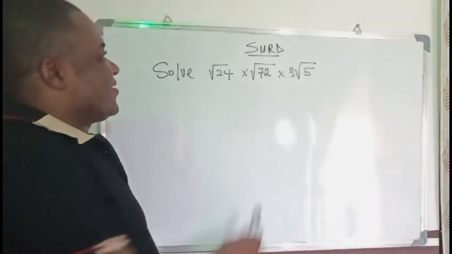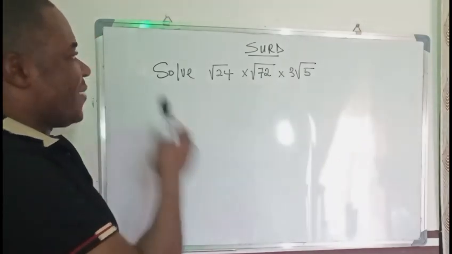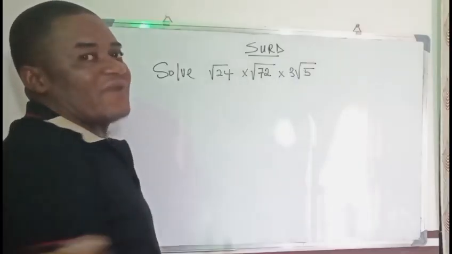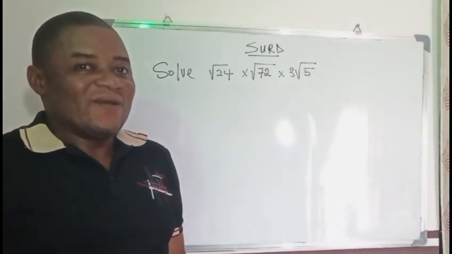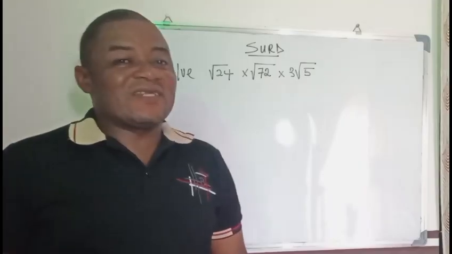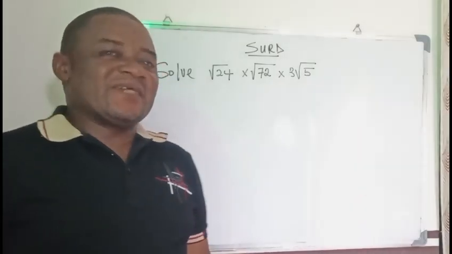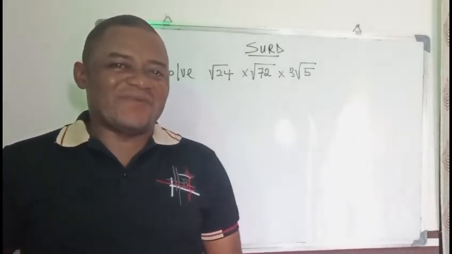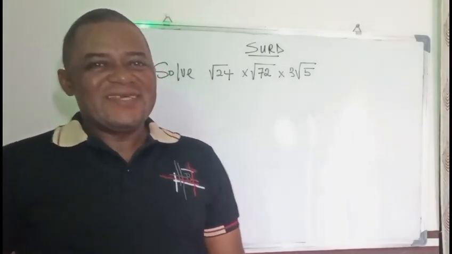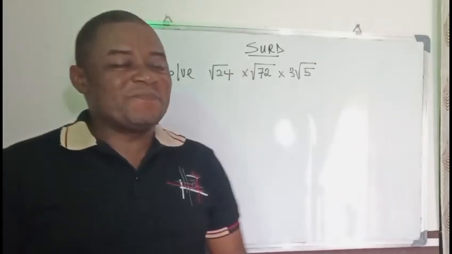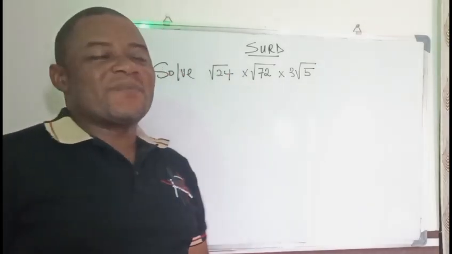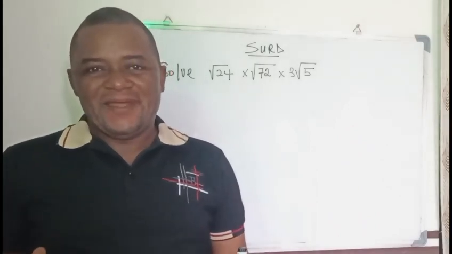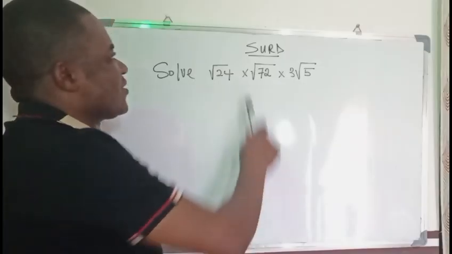Now today, we are going to discuss surds, and we are presented with a problem: solve √24 times √72 times 3√5. But what is a surd? Surd is not an acronym. Surd is simply a term that is used to describe square roots of numbers that are not perfect squares. Simple, all right? So like I said, surd is not an acronym. It's only a term that is used to describe square roots of numbers that are not perfect squares. Okay, now if that is true, then how do we solve this?